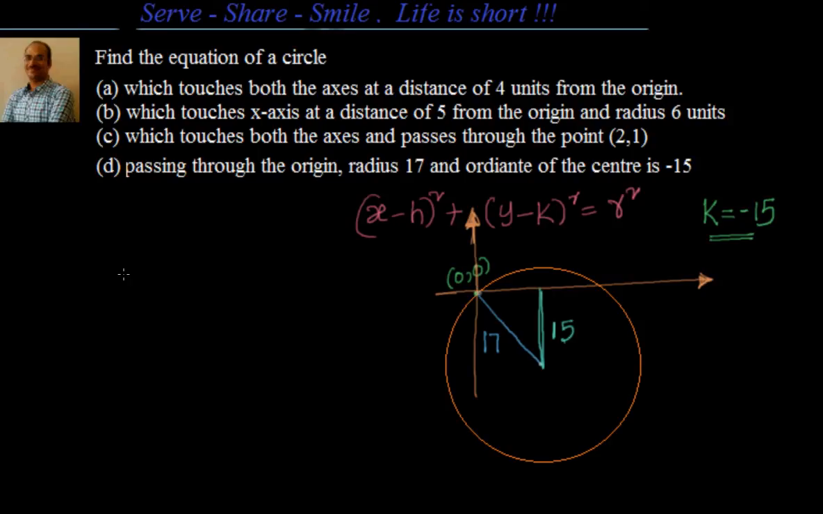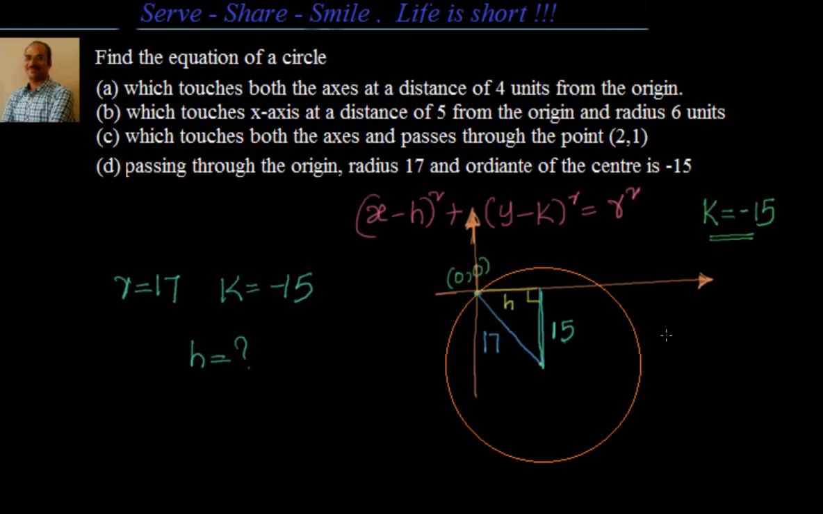So what do we have to find out now? We know r equal to 17. We know k equal to minus 15. But what do we still need to know? We need to know what h is. That is when we will take the help of Mr. Pythagoras. We know it's a right angle triangle, so we can find out by using Pythagoras theorem the value of h.